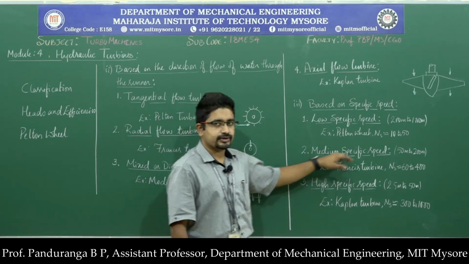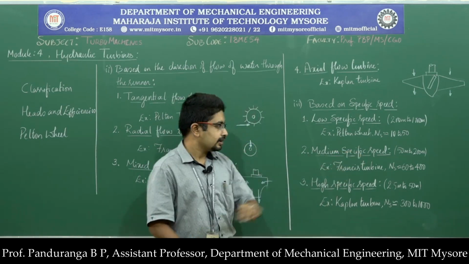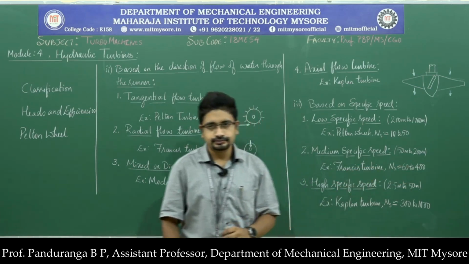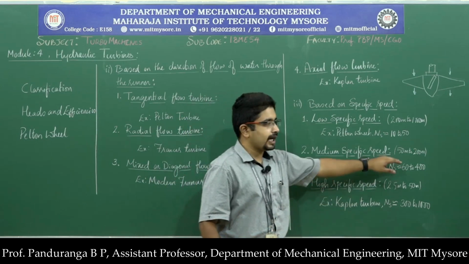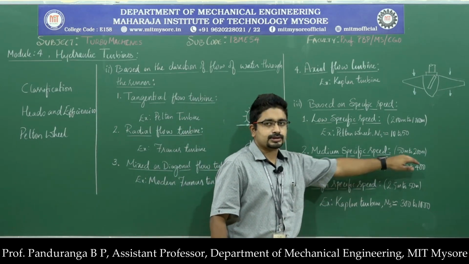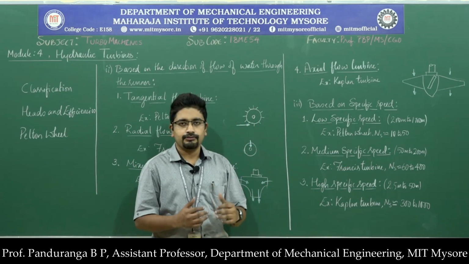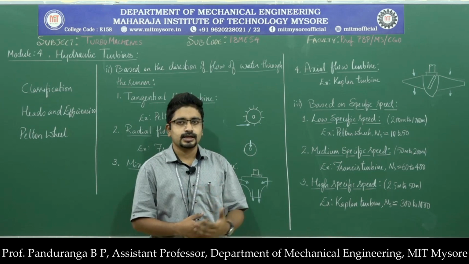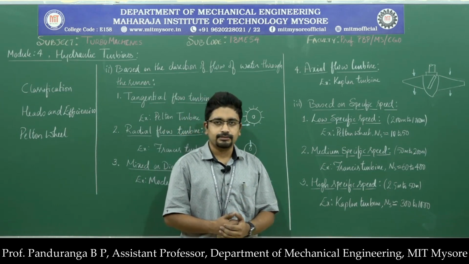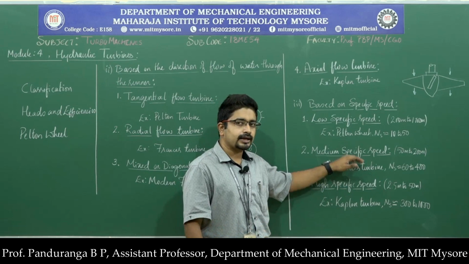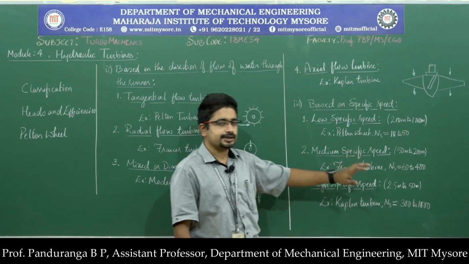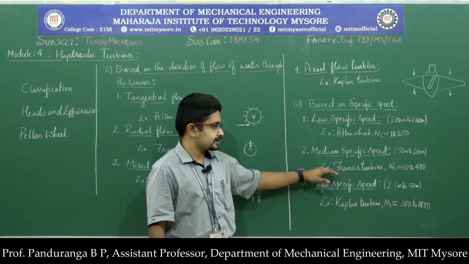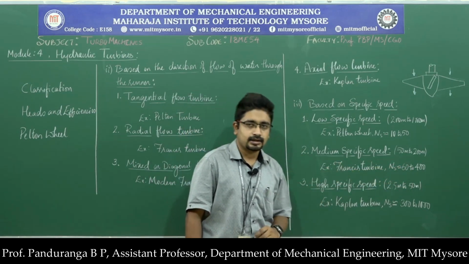Then we have the medium specific speed turbine, where the specific speed ranges from 60 to around 400. In this case, we have a head of around 50 meters to 200 meters, which we call medium head turbines, and the discharge of water will also be medium. Because of that, we get a medium range of specific speed, around 60 to 400, and in this case the example is a Francis turbine.